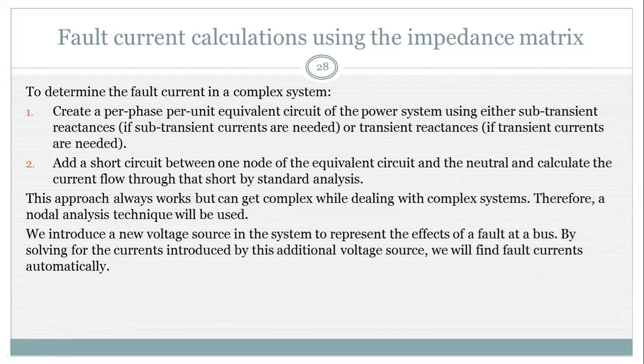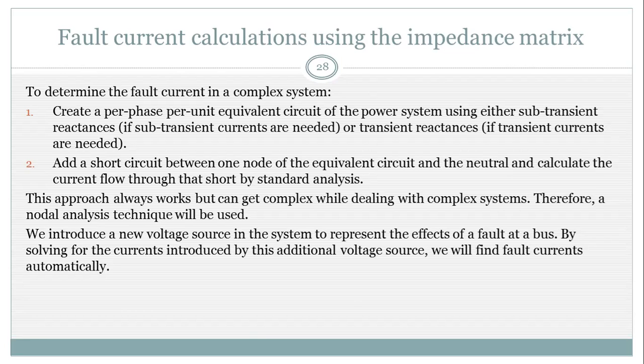So in the second part of my lecture on fault analysis, I'll discuss the topic of fault current calculation by using the impedance matrix. A fault can occur in an interconnected power system, a power system which consists of a number of generators, motors, or different types of buses connected together. So in this interconnected power system, a short circuit fault may occur.